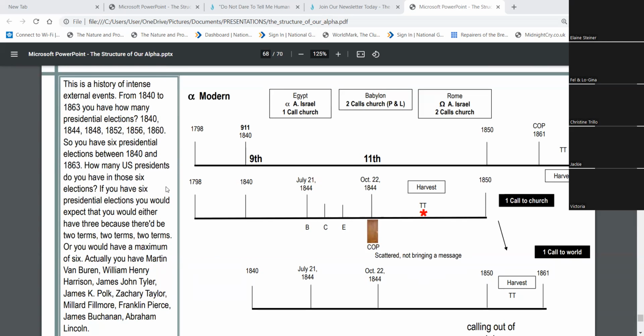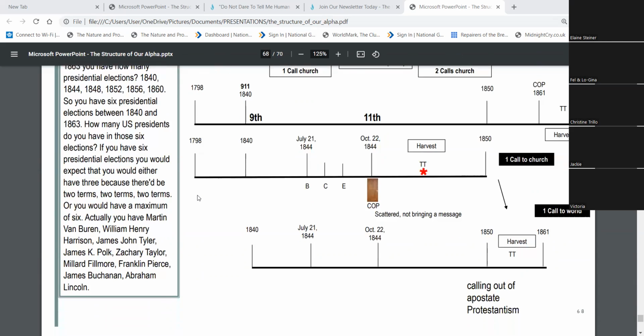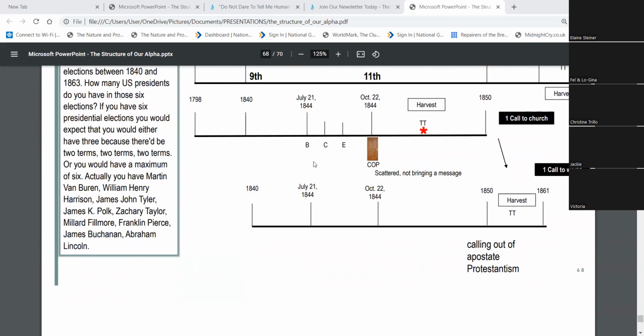If you have 6 presidential elections, you would expect either 3 presidents, because they'd be 2 terms and 2 terms and 2 terms, which is 6, or a maximum of 6. But actually you have Martin Van Buren, William Henry Harrison, John Tyler, James K. Polk, Zachary Taylor, Millard Fillmore, Franklin Pierce, James Buchanan, and then Abraham Lincoln.